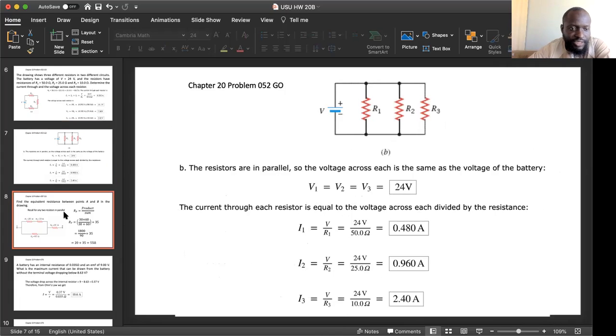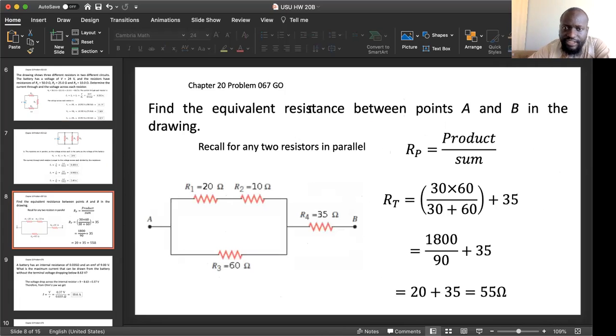So we come here, find the equivalent resistance, chapter 20, problem 67, between 2 points A and B in the drawing. So we want to sum all this resistance. So now I'm going to use product over sum for 2. So let me tell you how I do it. So I start with these guys.